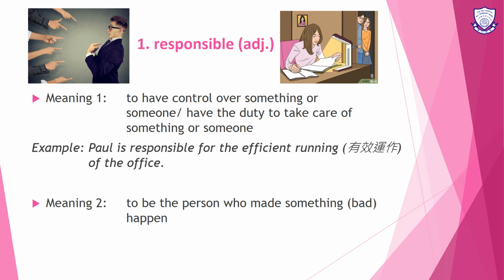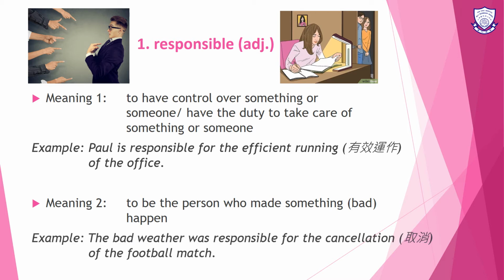And here is the second meaning, to be the person who made something bad happen. Here is the example. The bad weather was responsible for the cancellation of the football match. So this sentence means the football match did not happen as scheduled because of the bad weather, or because the weather was bad. So here it is, the first vocabulary item, and that is responsible. It is an adjective.